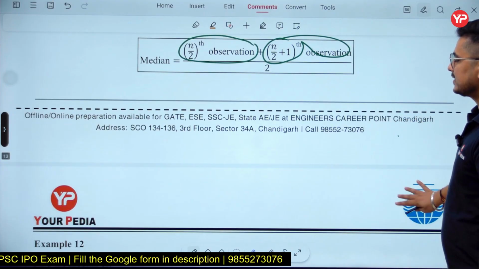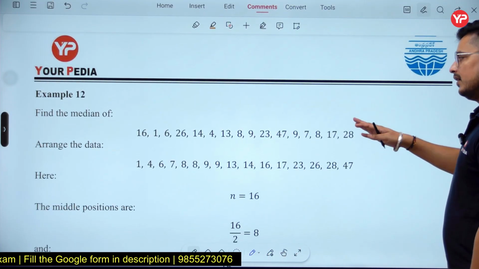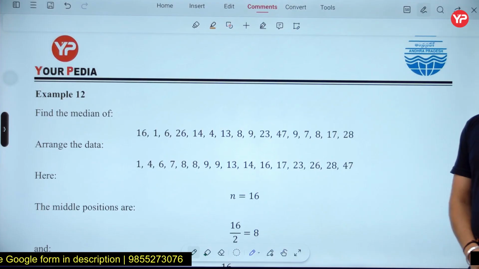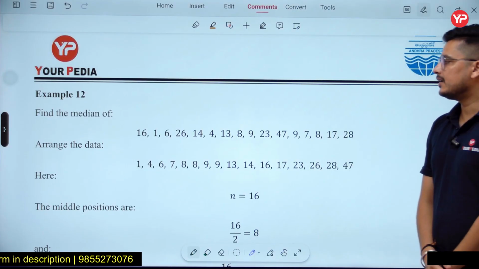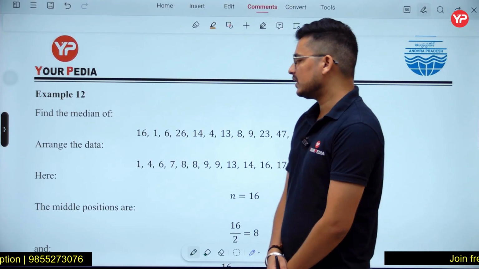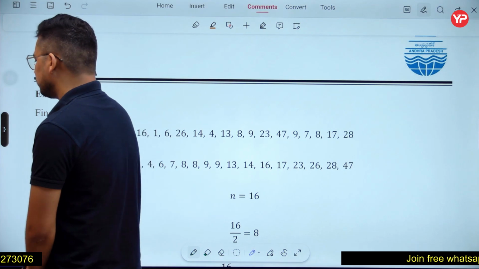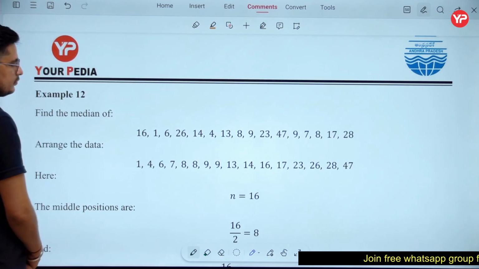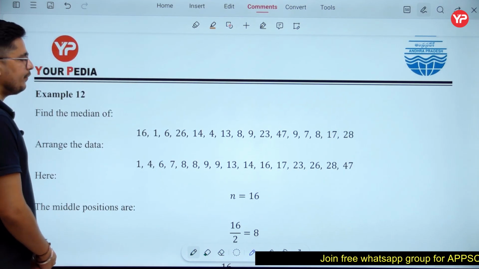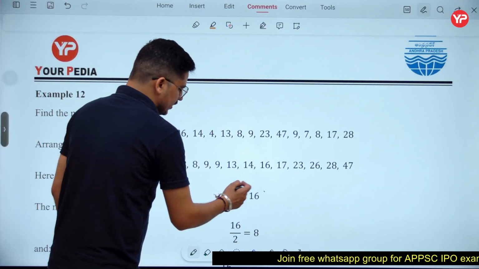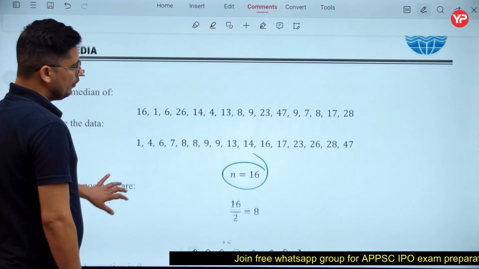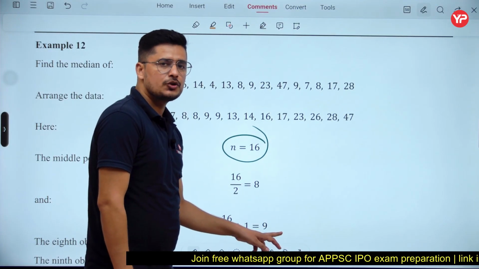Let us take an example to understand this. First, the data given to you, you have to arrange into ascending or descending order. It's up to you, you can use any order. After that, we found that the number of observations is 16. Now we will go for the 8th and 9th position.